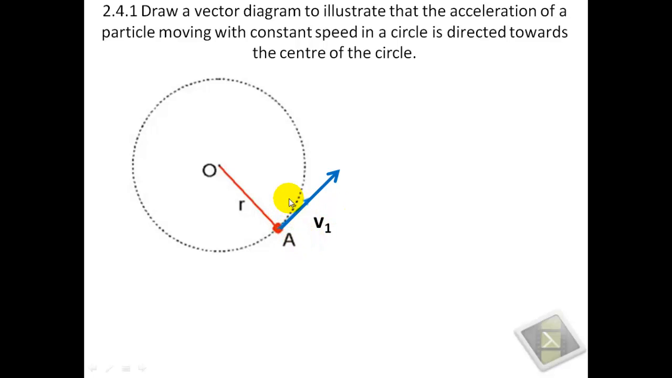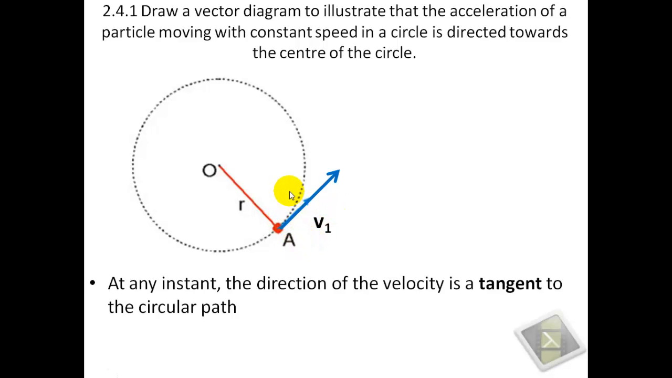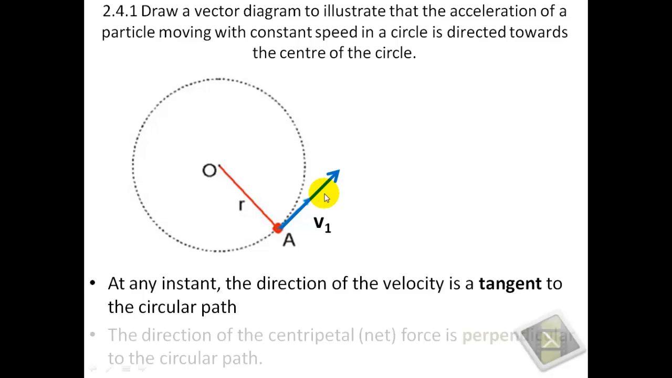So we have to figure out the centripetal acceleration. At any moment, the velocity is at a tangent to the circular path. In other words, if this force were to be released at any point, the object would carry on at that constant velocity. So it would carry on moving along that tangent in that direction where it is going at that time. The direction of the net force, this centripetal force, is perpendicular to the circular path.